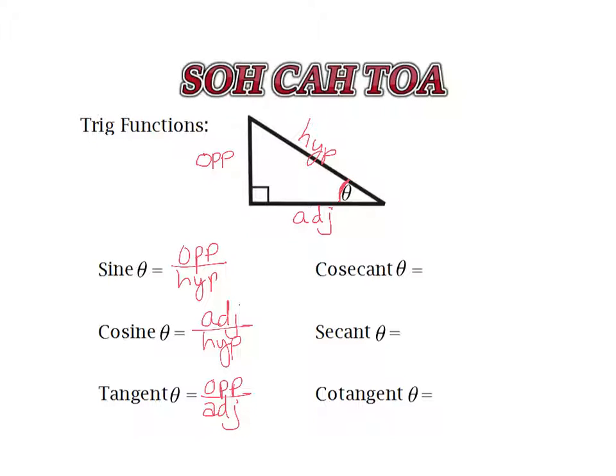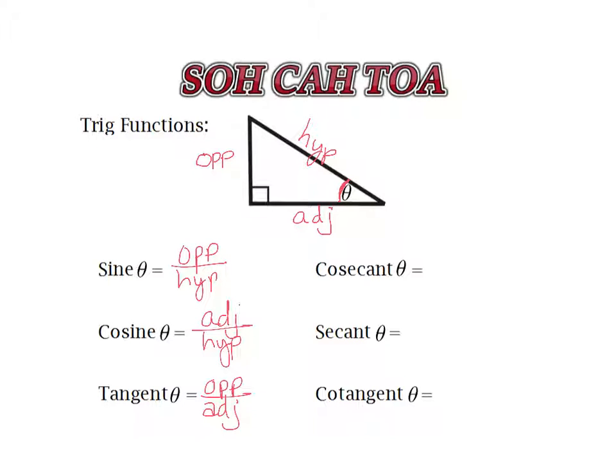These are the trig ratios that you're probably familiar with. You've probably heard of SOHCAHTOA. It's just an acronym to remember these trig ratios. The sine is the opposite over the hypotenuse. Cosine is adjacent over hypotenuse. Tangent is opposite over adjacent.